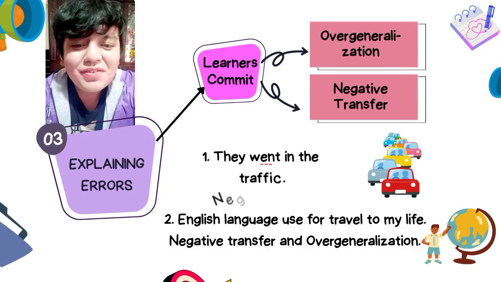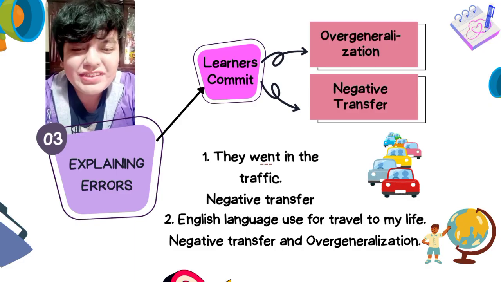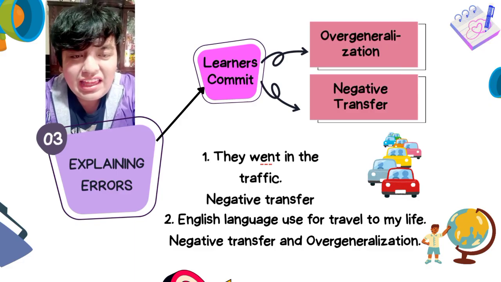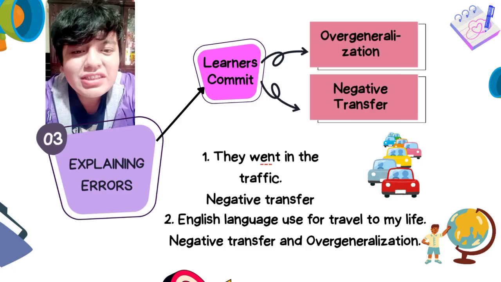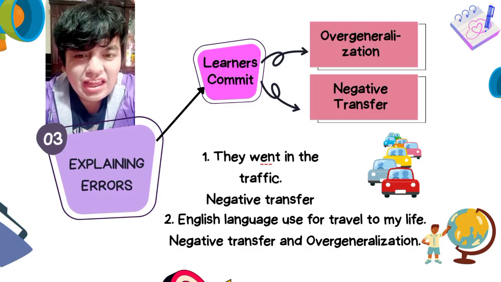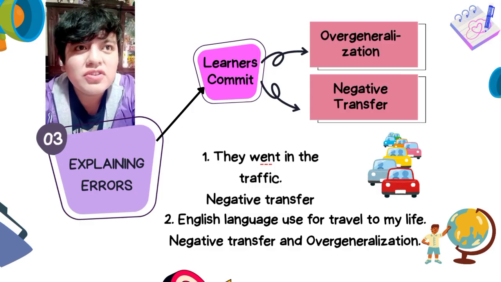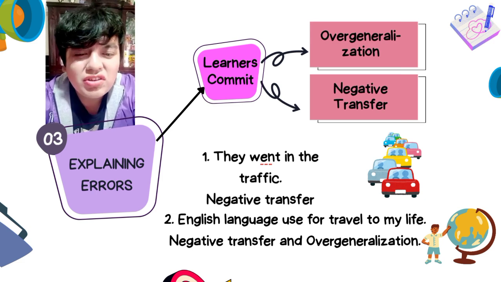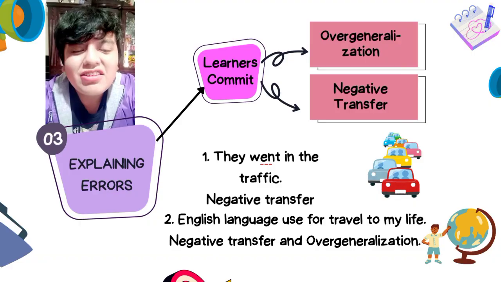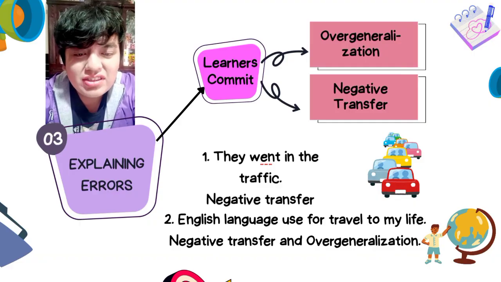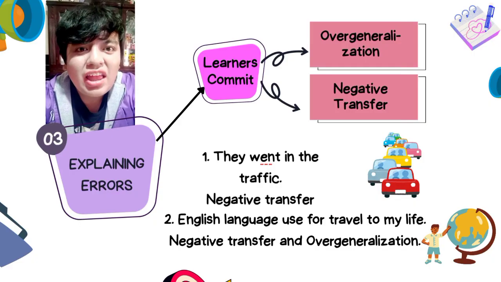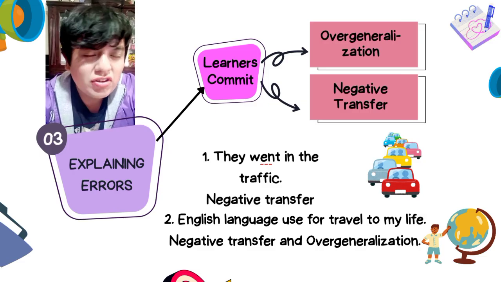Okay, following with the third stage, explaining errors. In this stage, we ask why the learner committed the error. There are two ways to classify this. The first is overgeneralization, which consists of using a language form, grammar structure, or rule too broadly in different sentences. And the second is negative transfer. This is when the native language affects the L2, or second language.